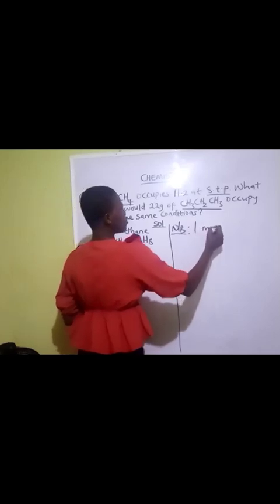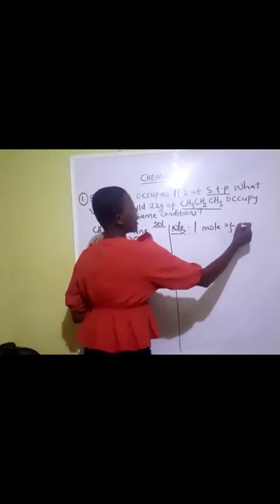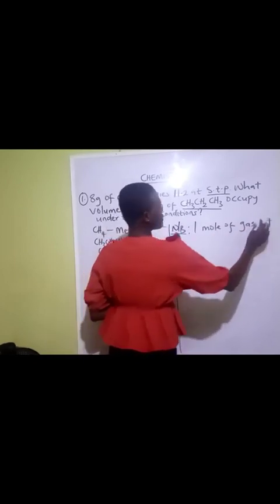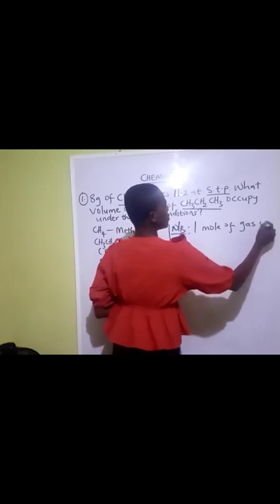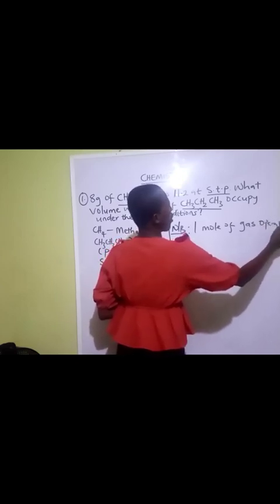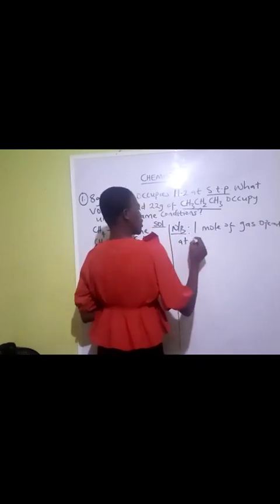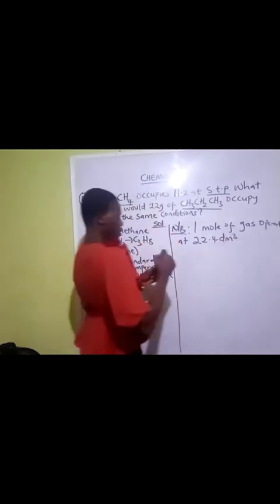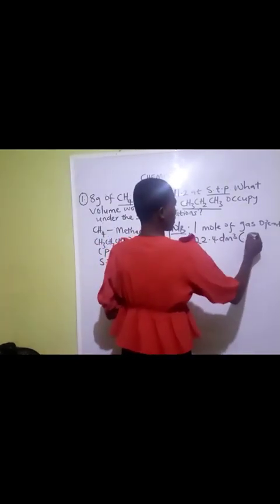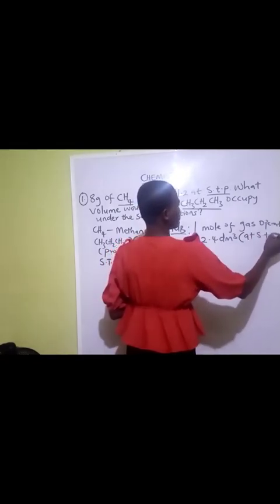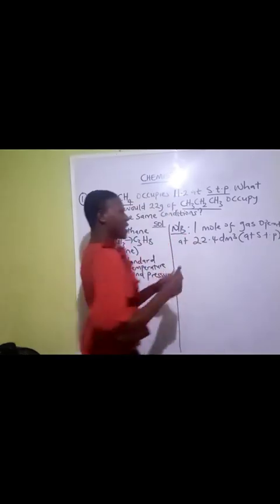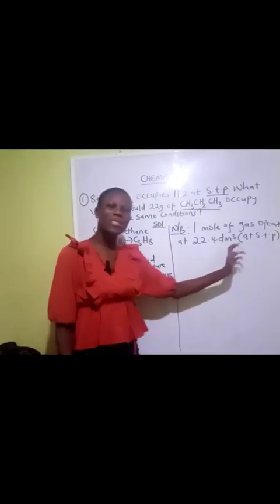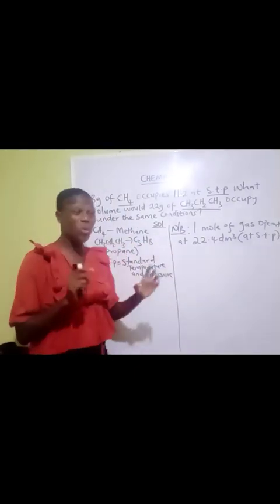Note that 1 mole of gas operates at what? 22.4 dm cube. Please take note. That's at STP. Okay, at STP. 1 mole of gas operates at 22.4 dm cube. This is what we should note first, so we can solve the question.